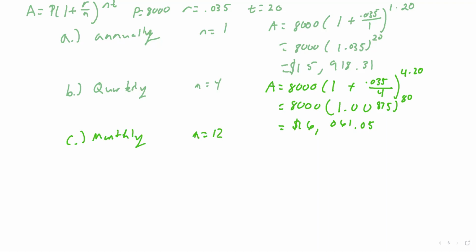I need a different color because it's going to blend in. Pink. All right, going back to pink. So this time we get A equals 8,000 times 1 plus 0.035 divided by 12 raised to the 12 times 20. We work this magic out.